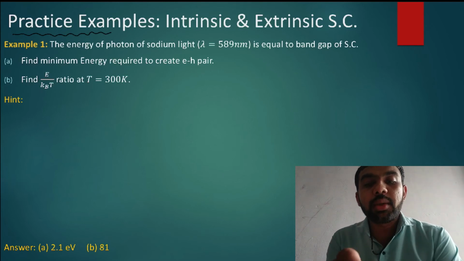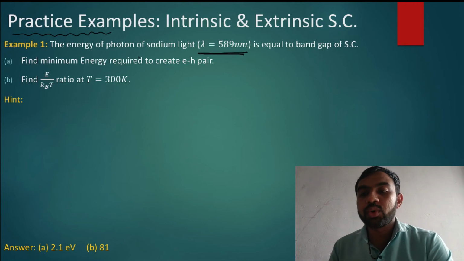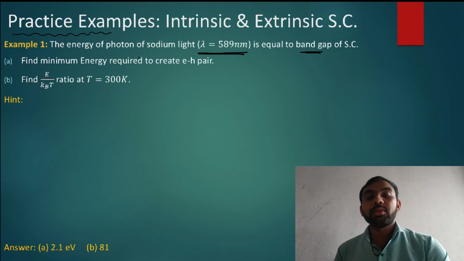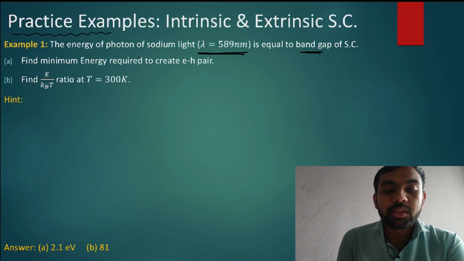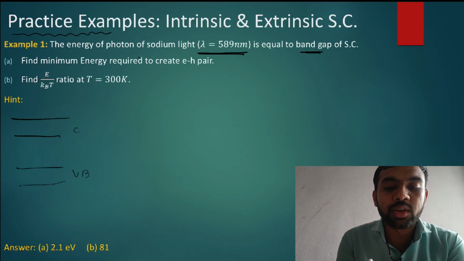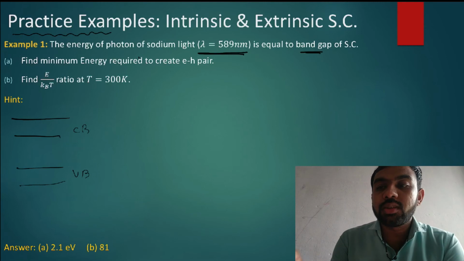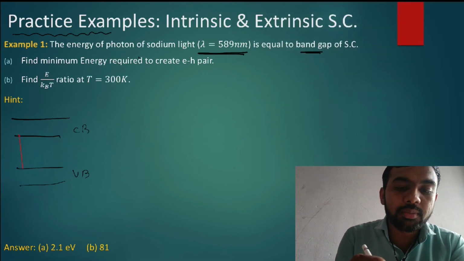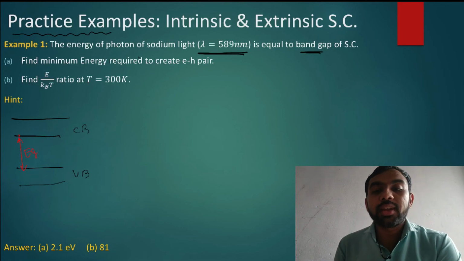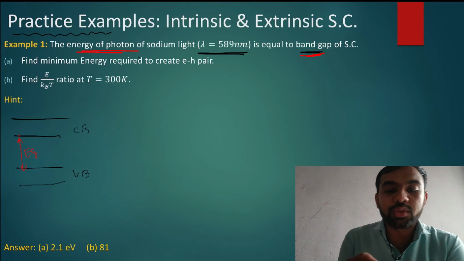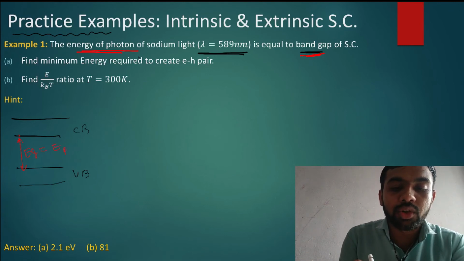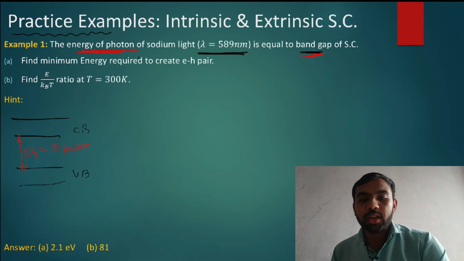Example 1. The energy gap of a photon of sodium light, whose lambda is 589 nanometer, is equal to the band gap. Means the energy of the photon is equal to the band gap energy of a semiconductor. Suppose this is the valence band and this is the conduction band. So this is the band gap, and this band gap is equal to the energy of the photon. So band gap Eg is equal to the energy of the photon. It is given data.